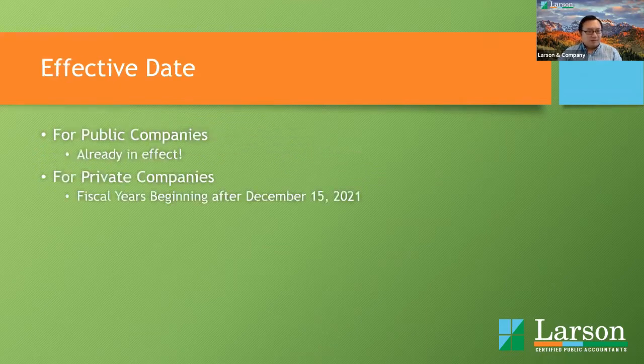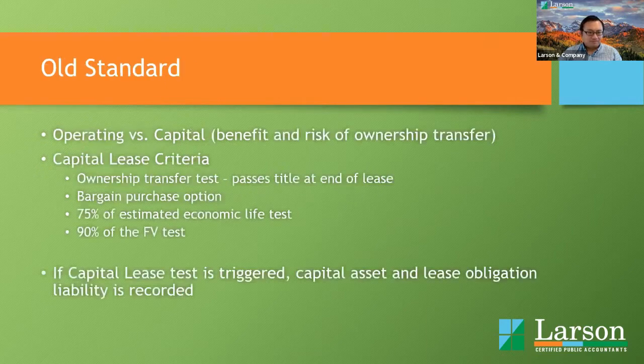So let's talk about the effective dates. This new guidance is already in effect for public companies, and we have some examples we'll share about the disclosures. But for private companies, it is effective beginning after December 15th, 2021. So your fiscal year is beginning after 2021. For most entities, that'll be January of your calendar year end, January of 2022. So it's coming up, and hopefully this gives you information to prepare for it.